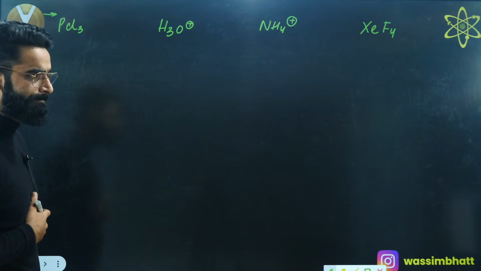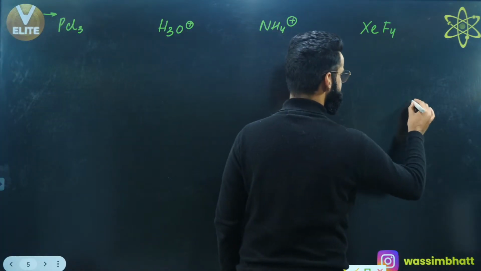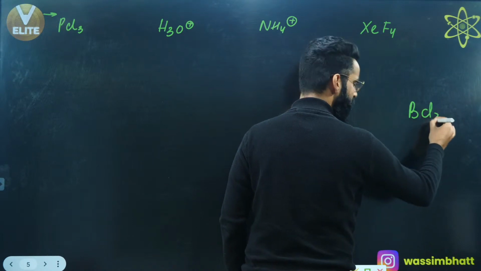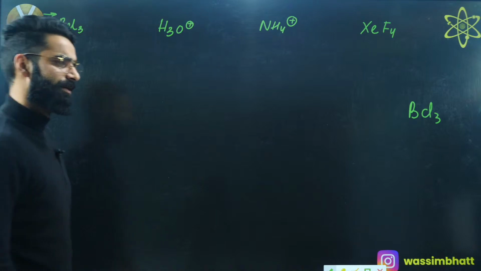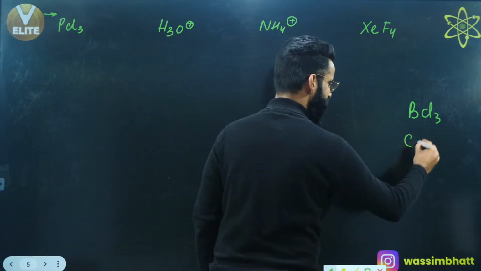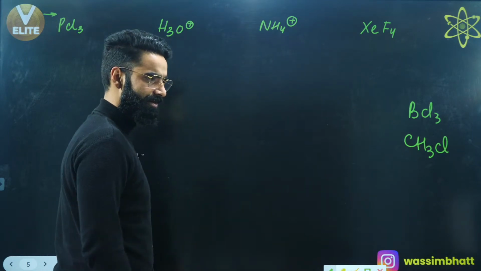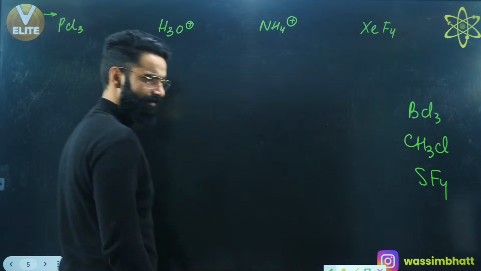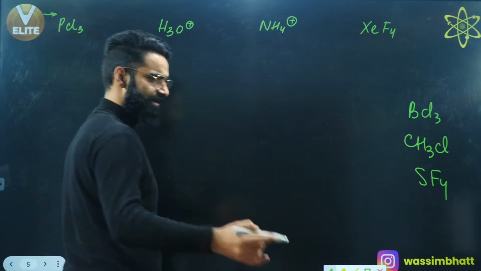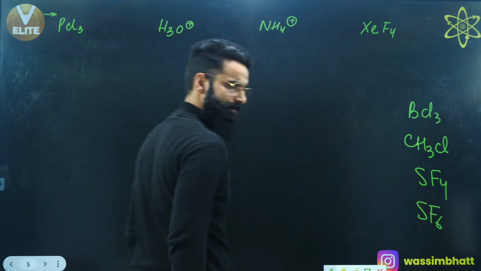Okay, someone is saying BCl3. All right, BCl3 also we will be doing. Any more molecules? You can come ahead. Someone is saying CH3Cl. Okay. Someone is saying SF4. All right, SF4 we will also be calculating. Anything else? Okay, someone is saying SF6. All right, SF6 we will also be calculating.